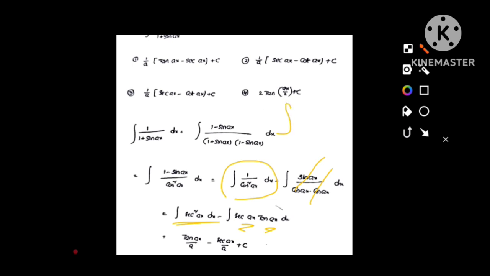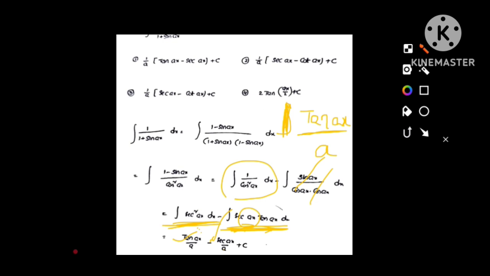What is the integration of secant square ax? Integral of secant square theta is equal to tan theta. That is, integral of secant square ax is equal to tan ax by, here we have the x coefficient equal to a, so take that value in the denominator, by a. Then minus integral of secant ax into tan ax. What is the integration? Actually the answer is secant ax, but here the x coefficient is a, so write that value in the denominator, by a.